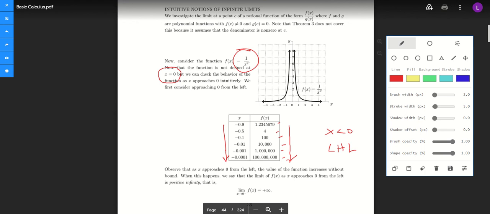So kung gagawin pa natin yung negative 0.00001, mas magiging mas malaki yung ating f of x. So we can conclude that we don't know where it is approaching, but rest assured that it's going to the positive infinity. So the left-hand limit is positive infinity.